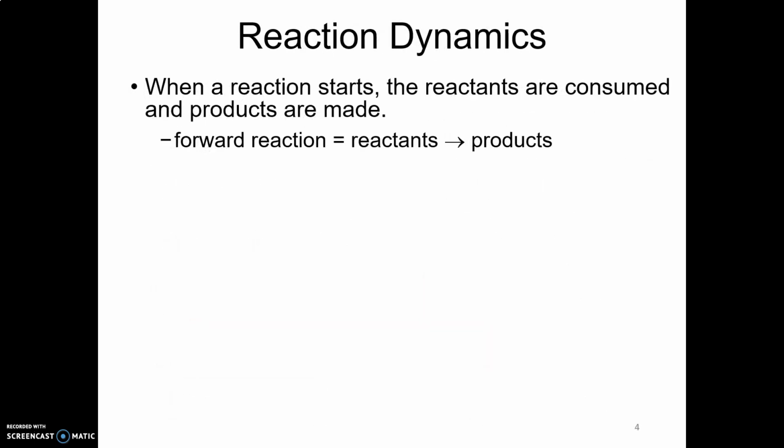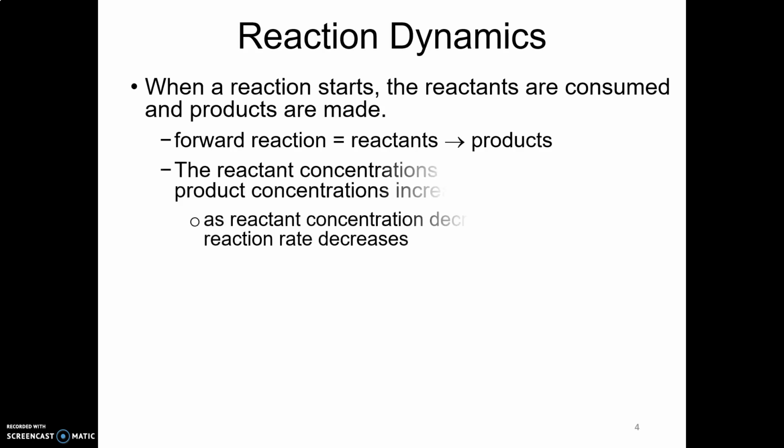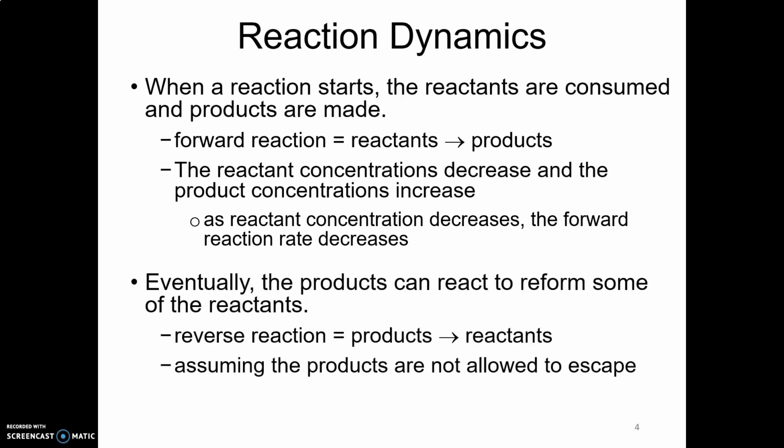Okay, so when a reaction starts, let's start with just the basic example. We have reactants that are being consumed so that products can be made, right? And as the reactant concentration goes down, the product concentration is going up. That's exactly what we're saying. And we also talked about how this affects the rate as well. As reactant concentration goes down, so does the rate, right? So as this is proceeding, you're ending up with fewer reactants, more products, and the rate is slowly diminishing.